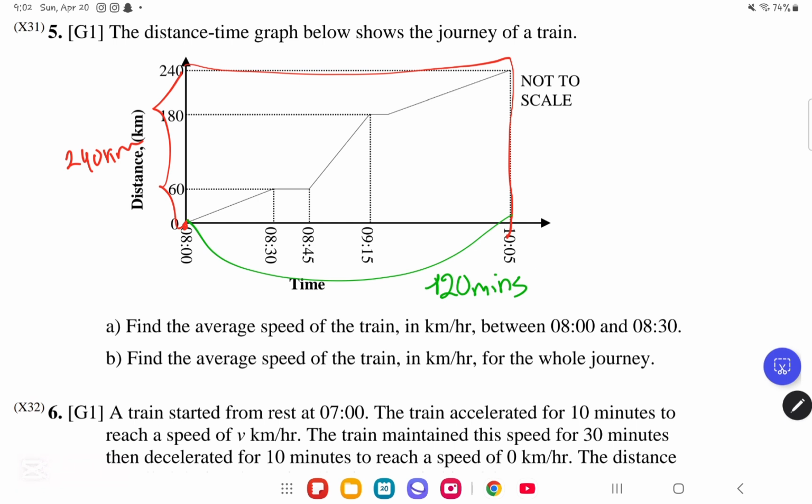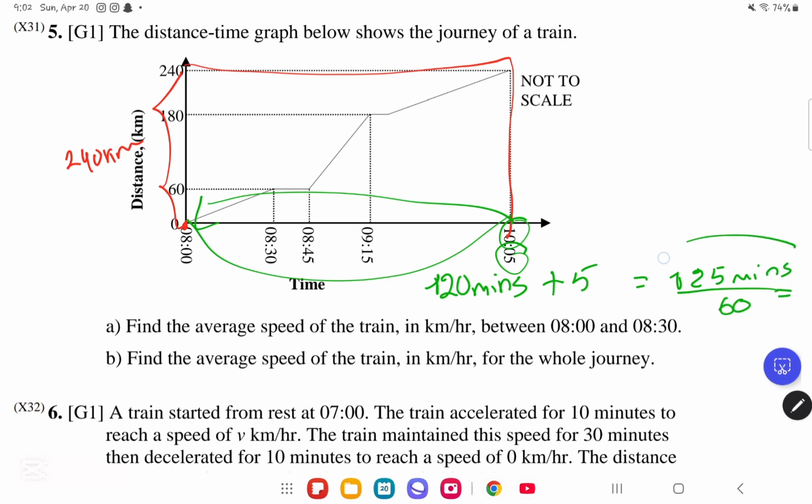So remember, to change from hours to minutes, 120 minutes plus what? Plus an extra 5 minutes. So from 10 till 8, this is 120 minutes, plus another 5 minutes. So it's going to be in total 125 minutes. Now, of course, we cannot deal with minutes, so we will need to divide by 60. So keep it as 125 over 60.